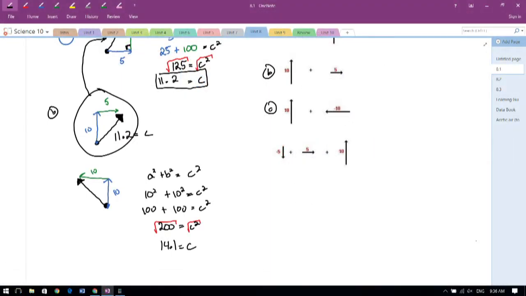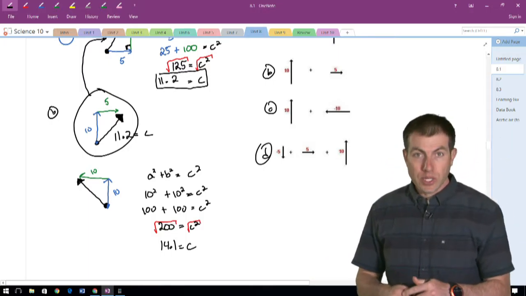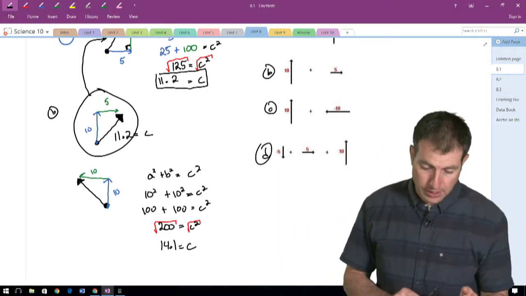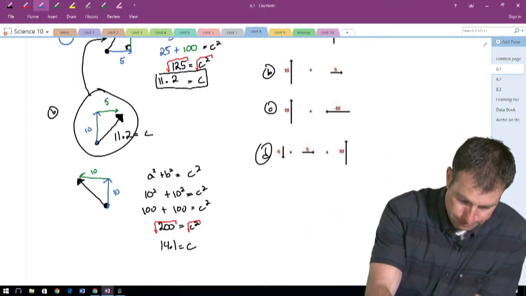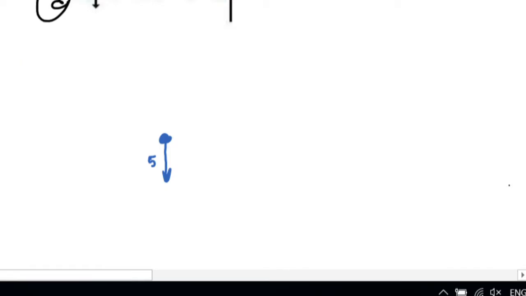All right, the last one's a tricky one. Letter D. Normally I've just had 2 arrows. Now I'm going to have 3 arrows. And I'm going to do it the exact same way though. So here goes. I'm going to start right here. And my first arrow is going to go down 5. And then I'm going to go to the right 5. And then I'm going to go up 10. There's 5. There's another 5. That's 10.